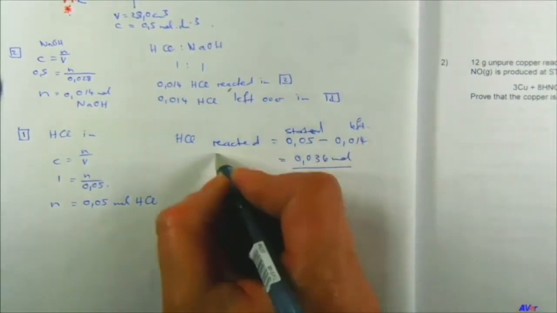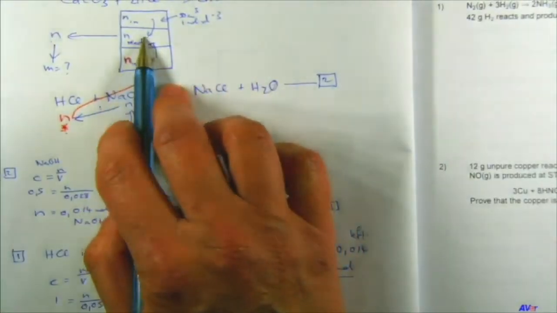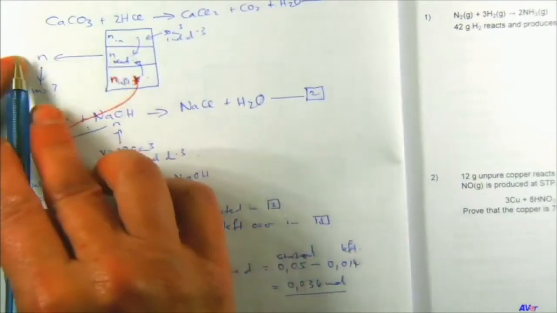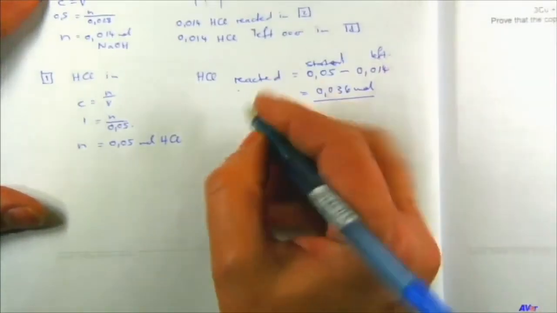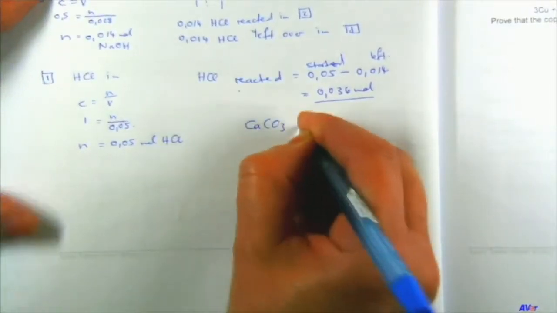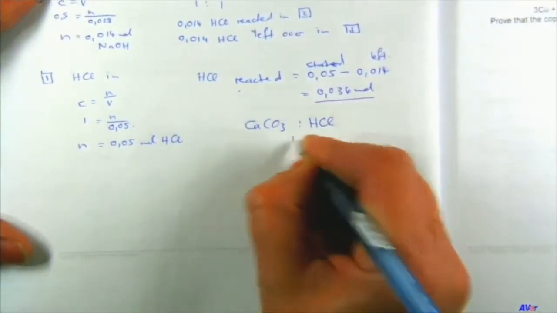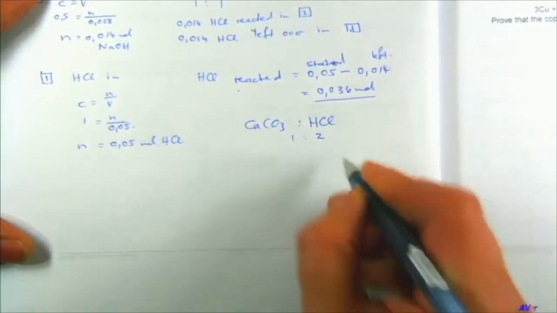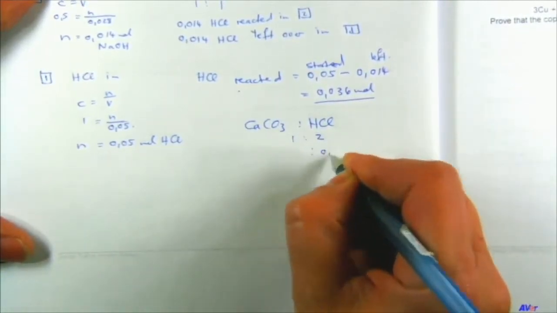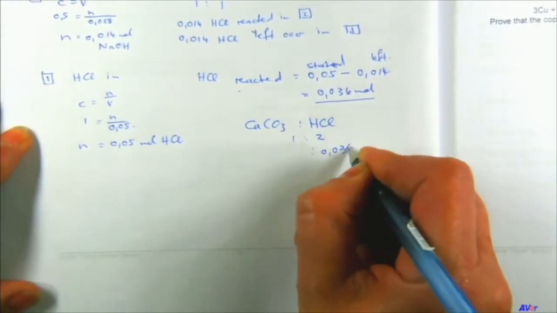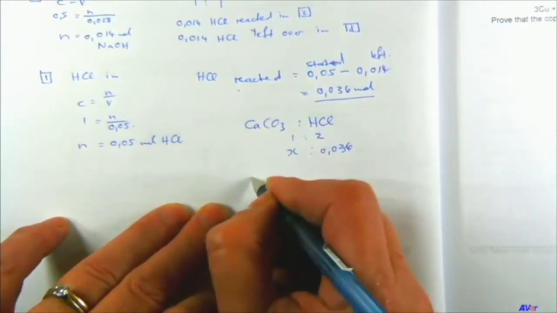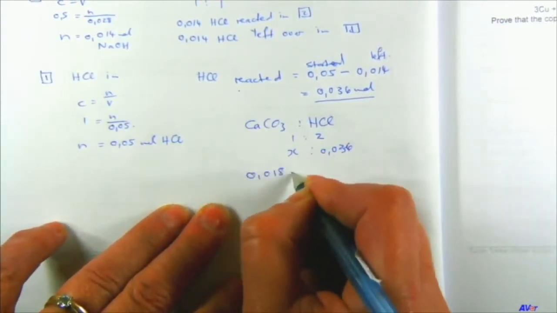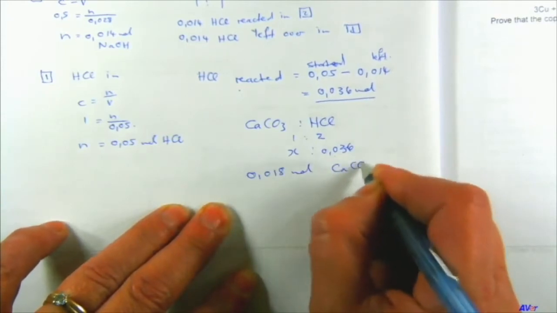Right, and this is what reacted. So if you look at this, we're now up to what reacted. And what reacted of this one will tell me what reacted of that one. So we're now doing this. We're saying, okay, so go from calcium carbonate, HCl, it's in the ratio 1 to 2. I now know of the HCl 0.036 moles reacted. So how many calcium carbonate reacted? Half of that, 0.018 moles of calcium carbonate reacted.